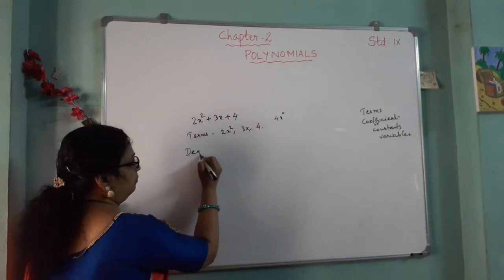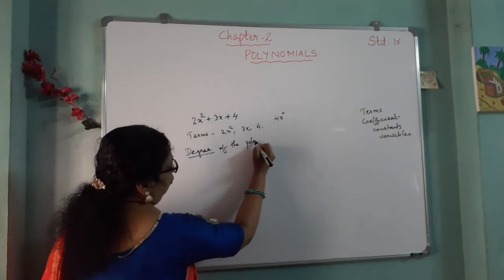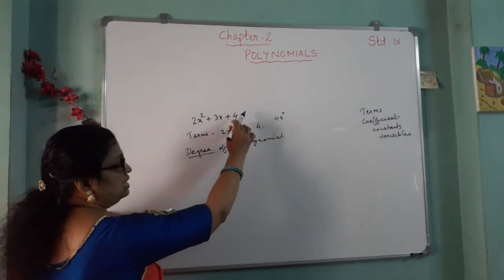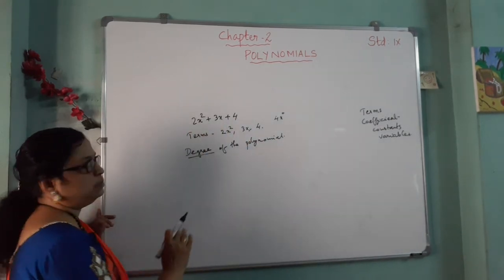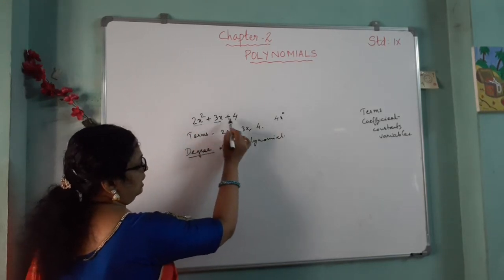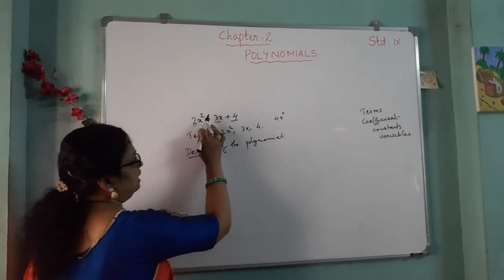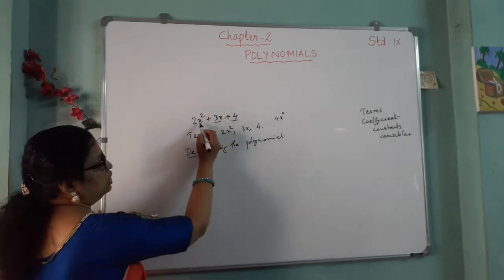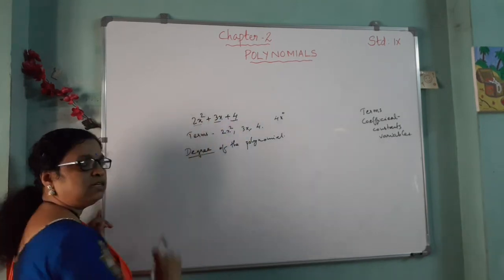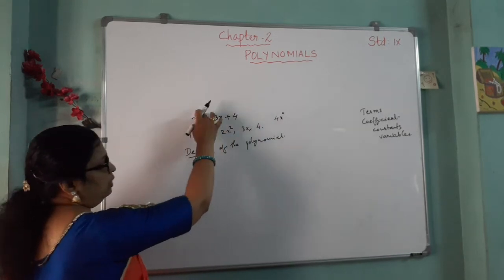Then degree of the polynomial. Degree of the polynomial, that is the highest power of the variable in that expression, is called degree of the polynomial. Here 2x square plus 3x plus 4, this we can say a polynomial and its degree is 2 because 2x square, here x is there, here x raised to 0, so the highest power is 2. So we know that the degree of this polynomial is 2.